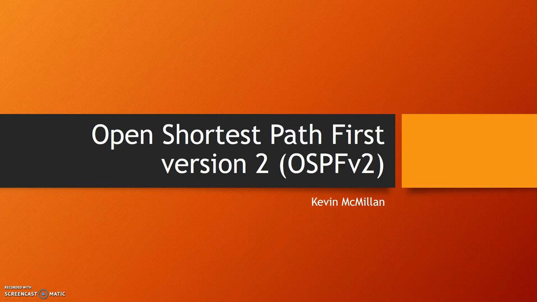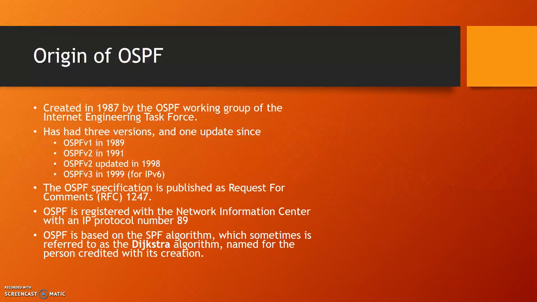Alright, today we're going to be talking about the Open Shortest Path First version 2 protocol. So the origin of OSPF is that it was created in 1987 by the OSPF working group of the Internet Engineering Task Force. It's had 3 versions and 1 update since. The most recent update was to include IPv6 addressing.